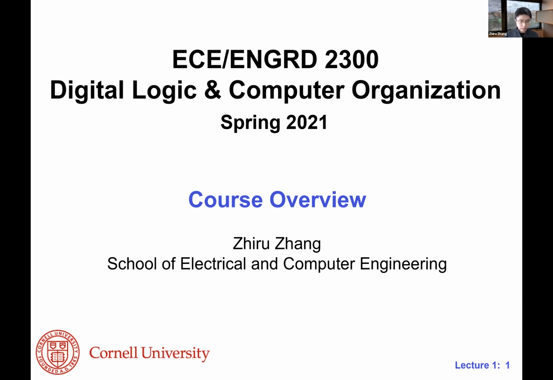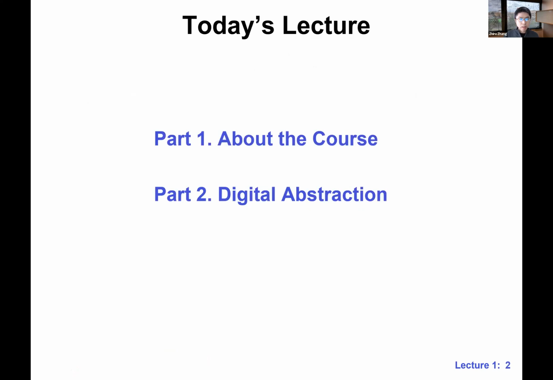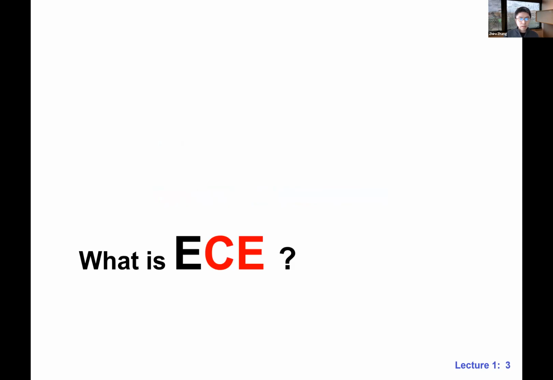Right, so this is our first lecture. It's going to be divided into about two parts. I'll first tell you a little bit about this course, some important logistics and also the course motivation. And then I'll talk about this important concept called digital abstraction. We'll try to do a break in the middle. Okay, so first of all, 2300 is actually one of the core courses of ECE.